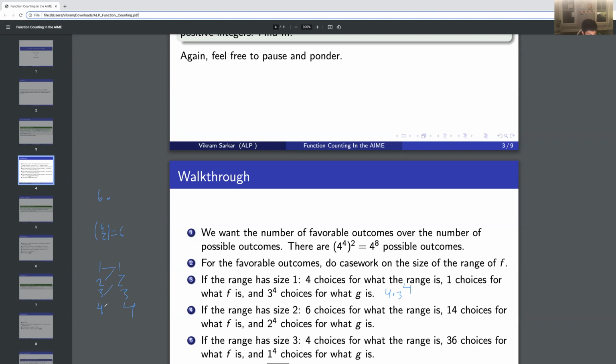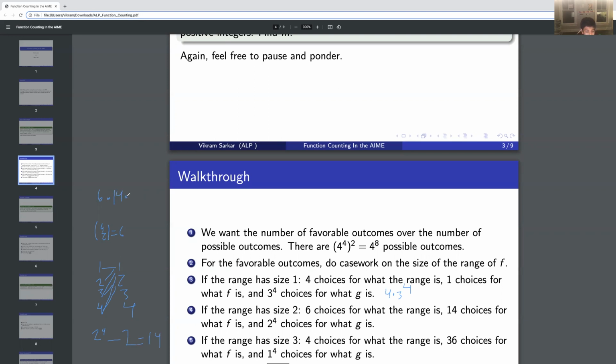Something like this, right? And how many choices are there for F? Well, okay, initial count: 1 can go to 1 or 2, 2 can go to 1 or 2, 3 can go to 1 or 2, 4 can go to 1 or 2, so you get 2 to the 4. But you have to subtract the cases where 1, 2, 3, 4 all go to 1, and 1, 2, 3, 4 all go to 2. Those are counted in this, but the range would then just be {1} or {2}, not {1, 2}. So we have to subtract those out. There are two of them, the one that goes to 1 and the one that goes to 2. So 2 to the 4 minus 2, which is 14. So 6 times 14.